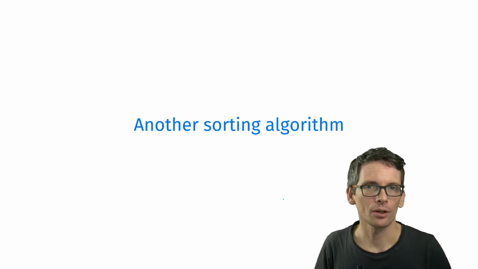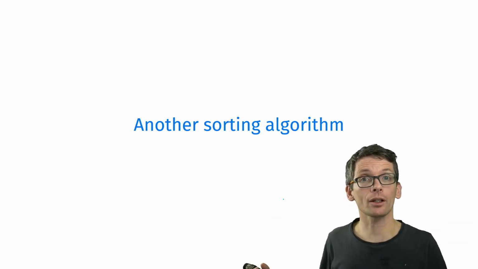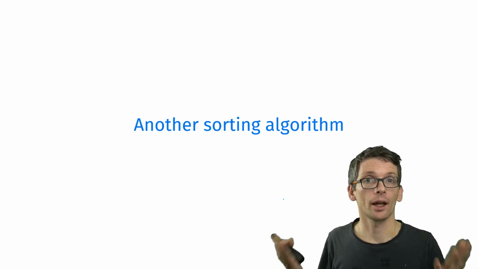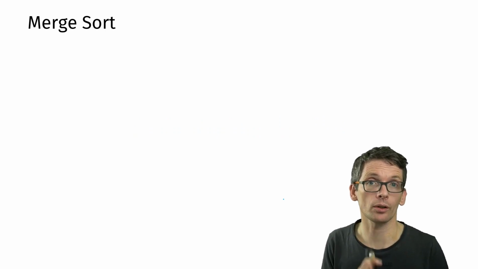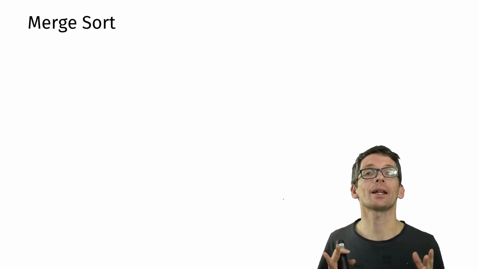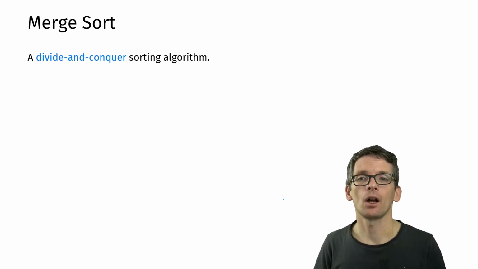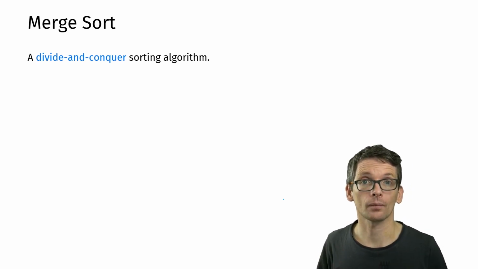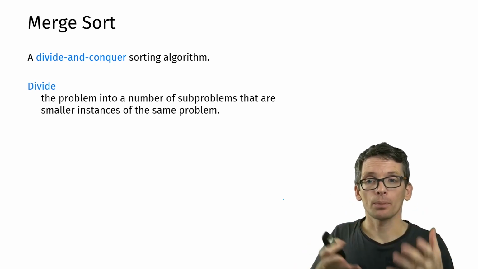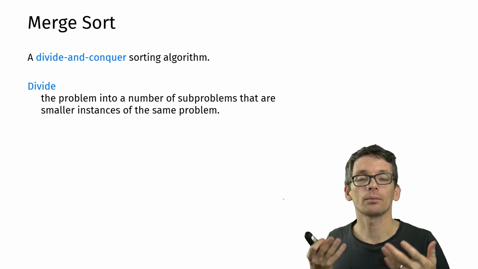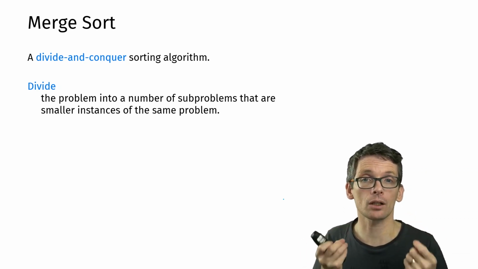We've seen two sorting algorithms by now, both running in quadratic time. So the natural question is, can we do better? And yes, we can. And an example of this is merge sort. So merge sort is a recursive algorithm, and more specifically, it's a divide and conquer algorithm. So what's the idea of divide and conquer? Divide and conquer is based on the idea of dividing the problem into sub-problems that are smaller instances of the same problem.